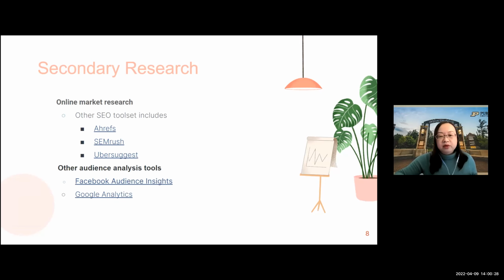Additionally, when students have their own business pages, such as a Facebook page or websites, they can also use Facebook Audience Insights and Google Analytics to conduct real-time and historical audience analysis as well. I demonstrate to them what Google Analytics can tell us via my own account.